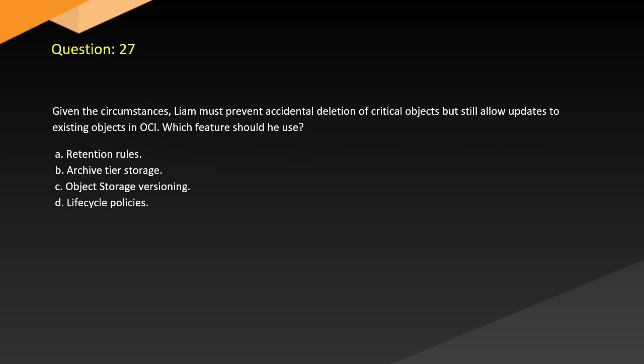Question 27. Given the circumstances, Liam must prevent accidental deletion of critical objects, but still allow updates to existing objects in OCI. Which feature should he use? A. Retention rules. B. Archive tier storage. C. Object storage versioning. D. Lifecycle policies.